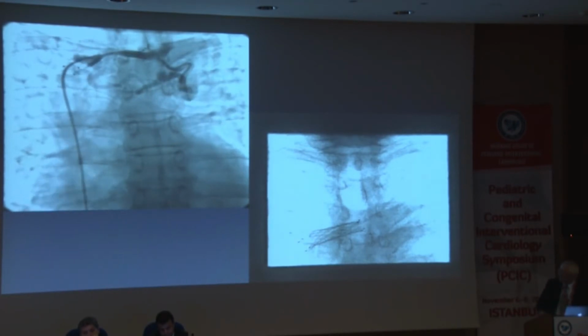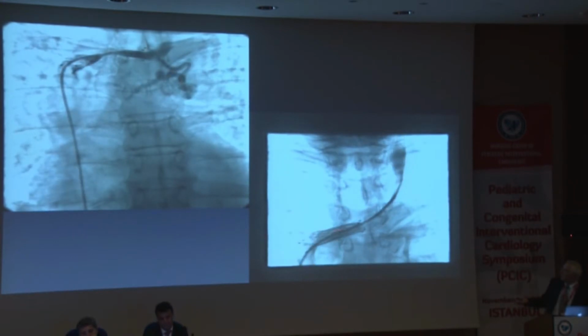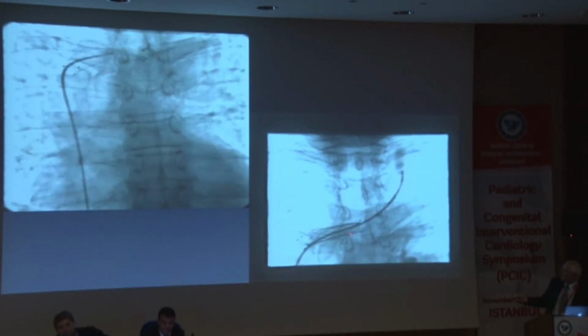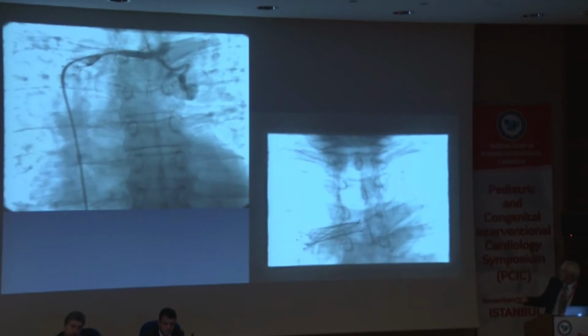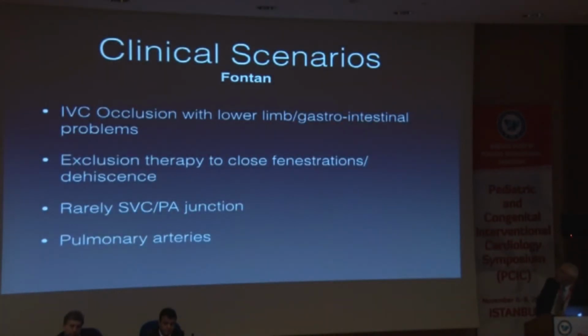So what we did is we just placed a balloon expandable stent. Remember, these are not going to be compressed at this level of the innominate vein. They're within the chest. And once we've done this, we were able to repace him and defib him.